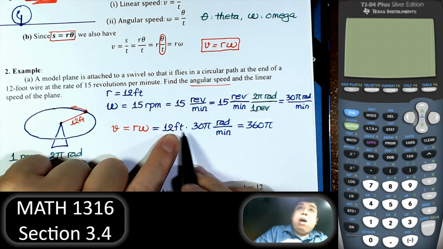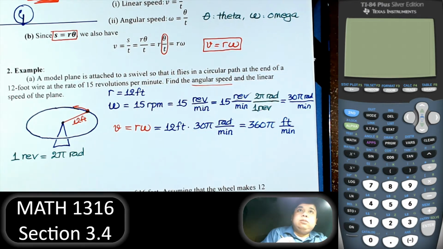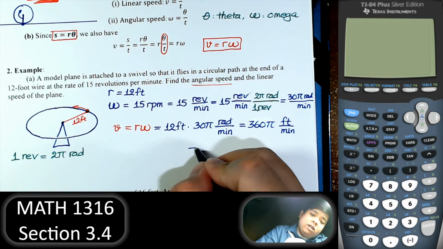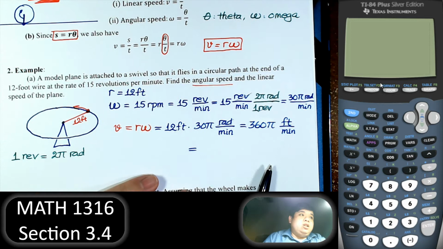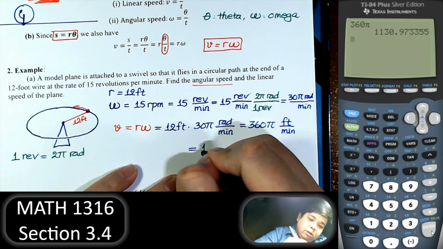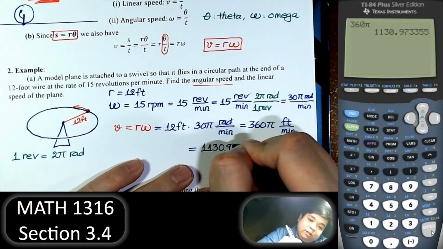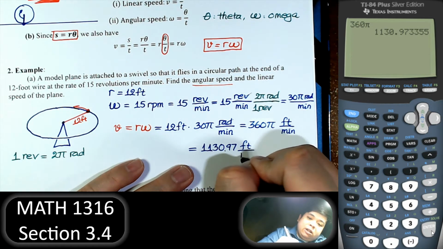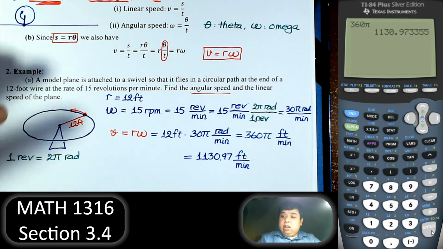And when we combine the units, we have feet per minute. Of course, if we don't want this, we can convert that to feet per second. But 360 pi is equivalent to 1,130.97 feet per minute. Usually, if we want feet per second, we use another conversion factor.